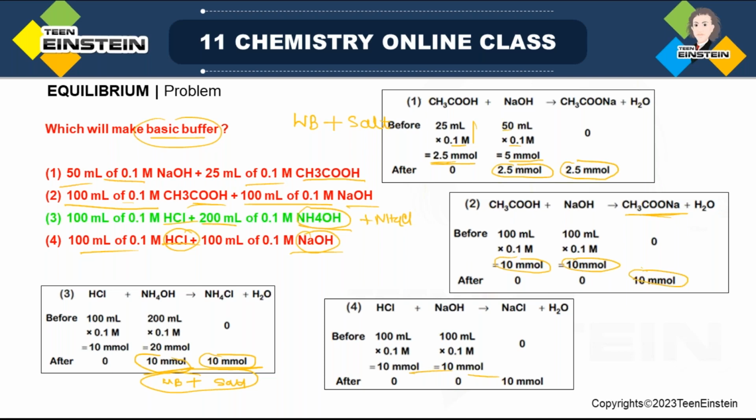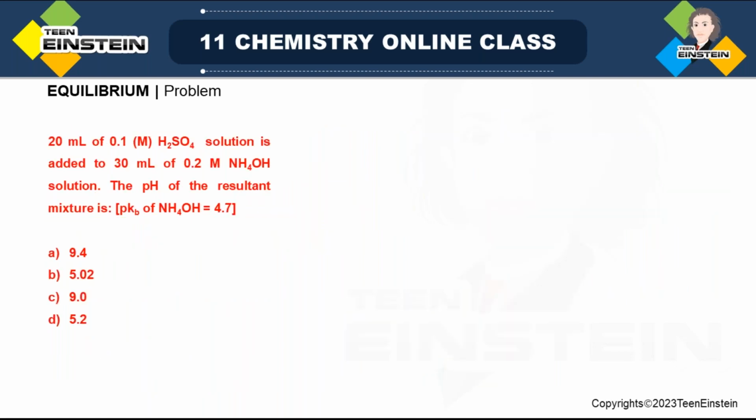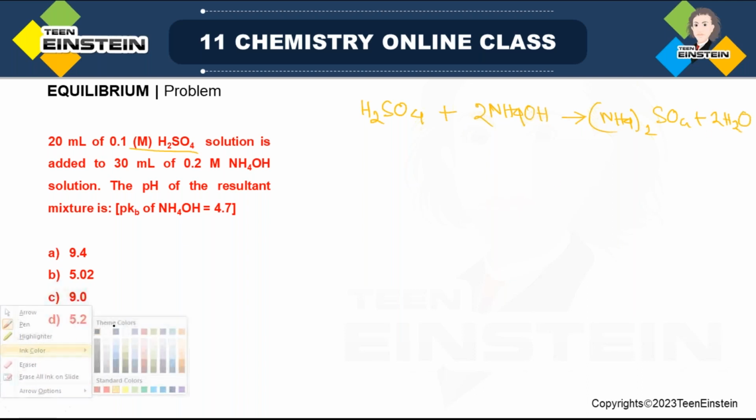Okay, 20 ml 0.1 molar H2SO4 solution. So H2SO4 is added to 30 ml 0.2 molar NH4OH. Now see, in H2SO4 there are two replaceable hydrogens, so it should be 1:2. It will produce salt, ammonium sulfate, and water. So this is 1:2. This is the ratio.